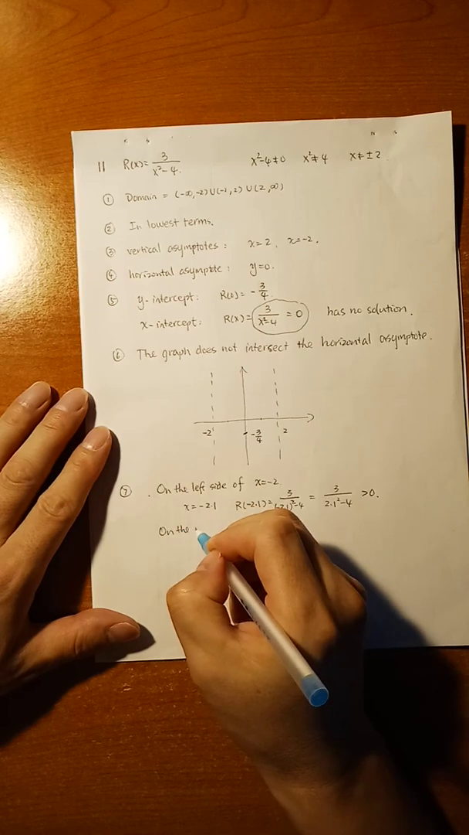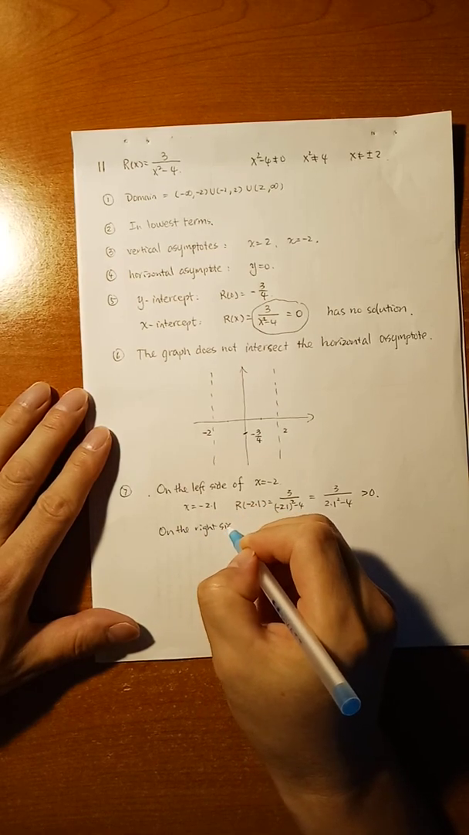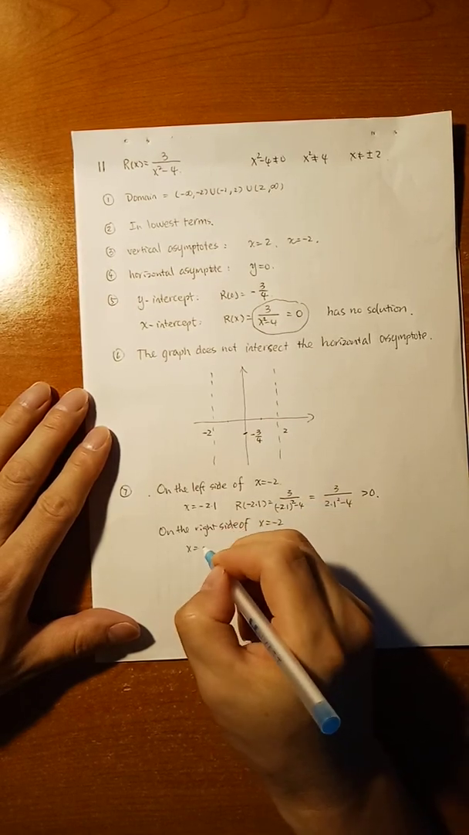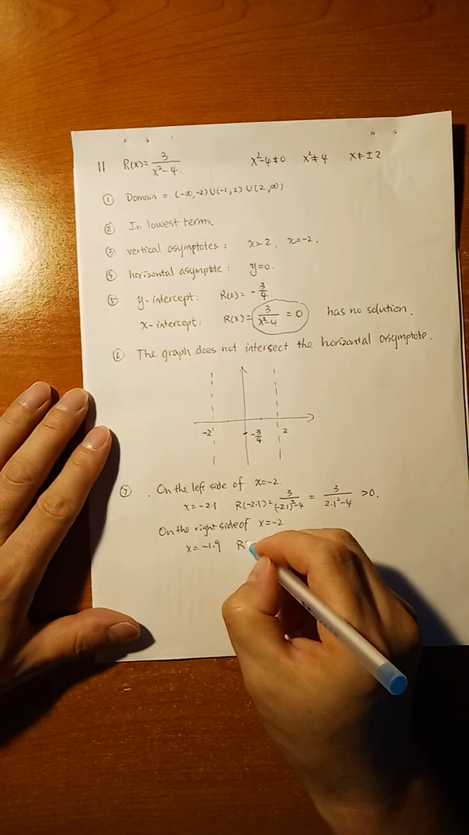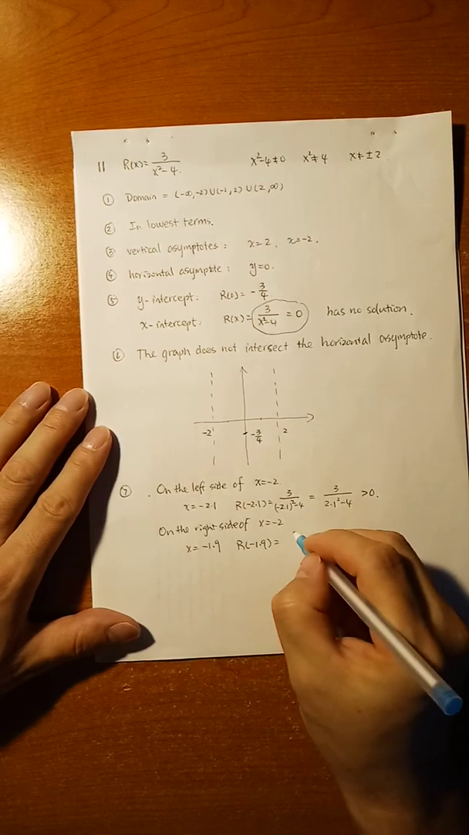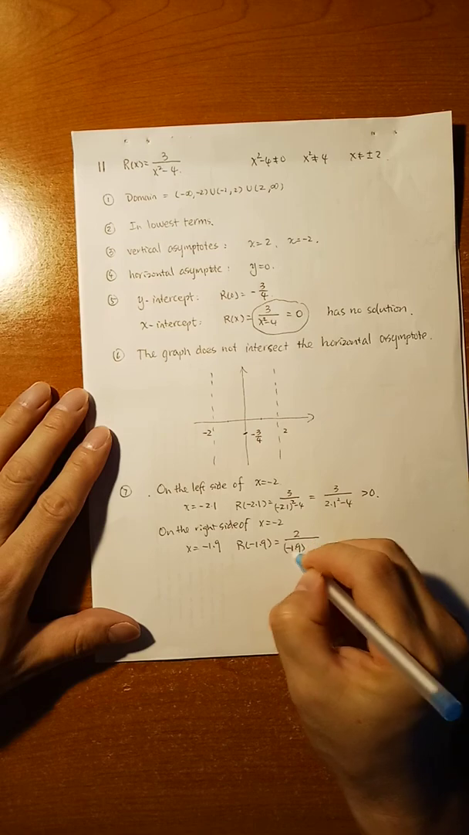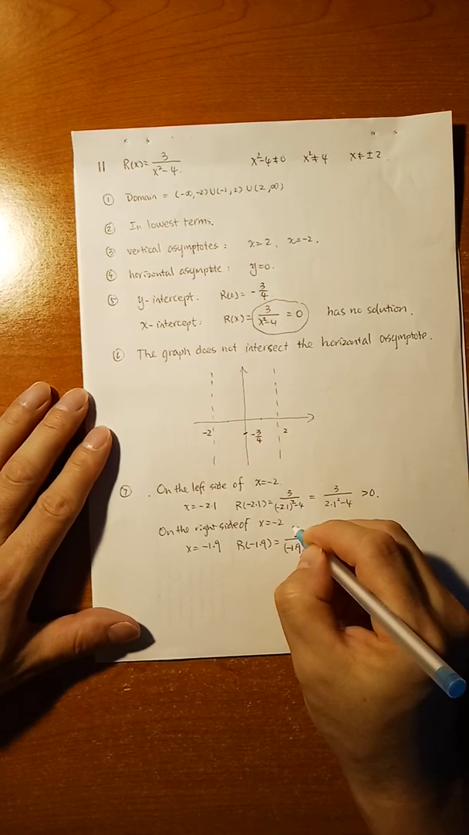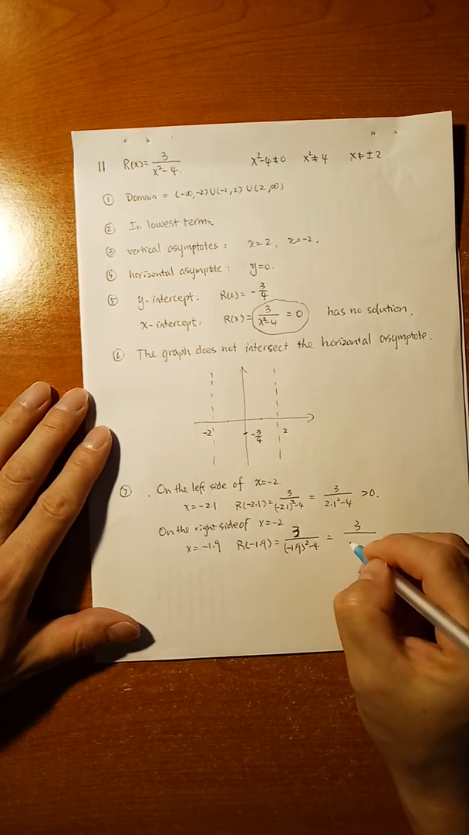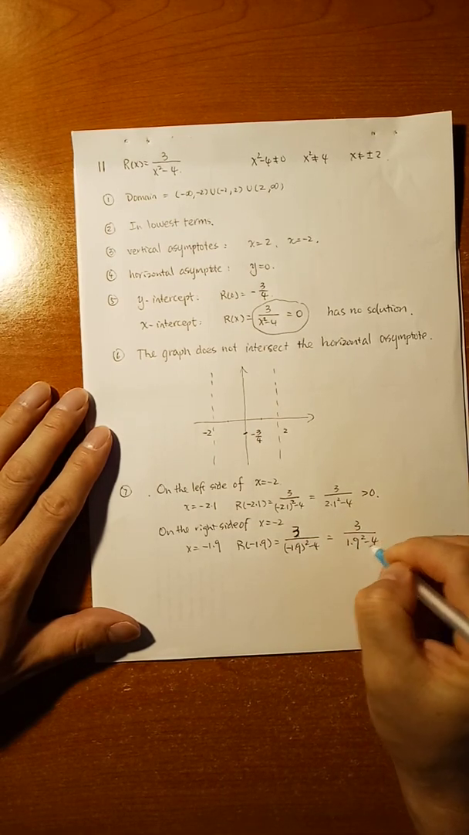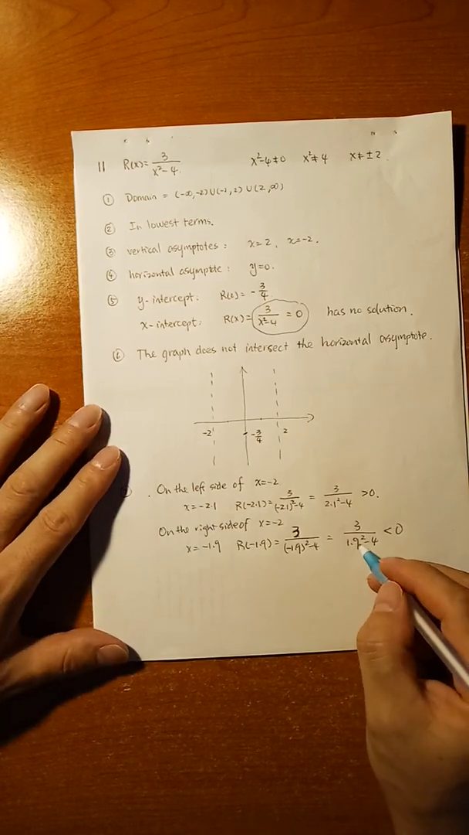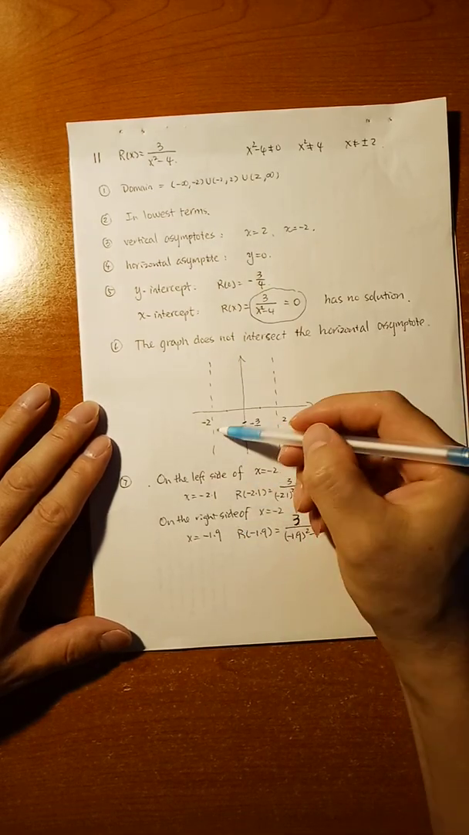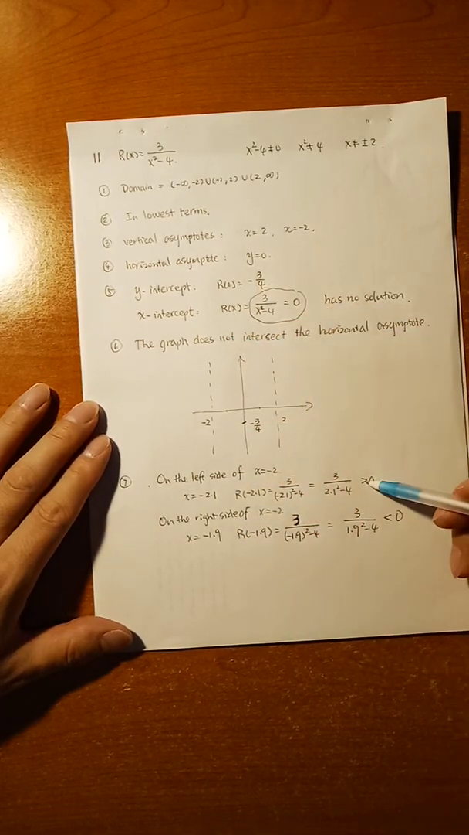On the right side of x equal to negative 2, let's choose x equal to negative 1.9. Then r of negative 1.9 is 3 over negative 1.9 squared minus 4. This is negative, because 1.9 is less than 2, so its square is less than 4. It means on the right side, it approaches negative infinity. On the left side, it approaches positive infinity.